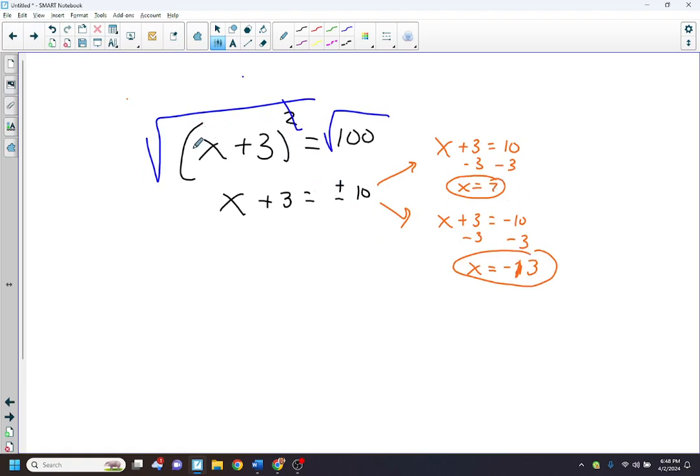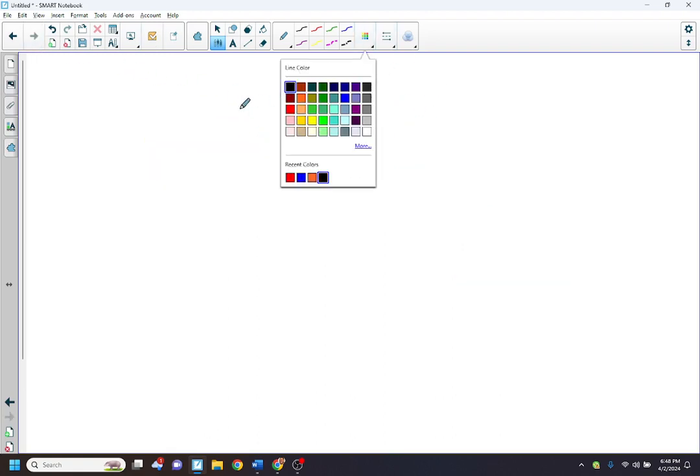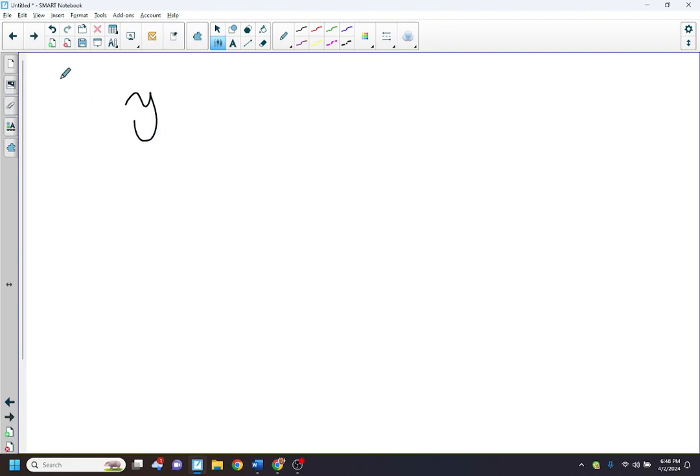So if you're dealing with parentheses, you know something's going to be up, where you have to set it up like that. Now let's do one with the quadratic formula. So y equals x squared plus 3x plus 2, and I'm going to do the quadratic formula. You need to know the formula.